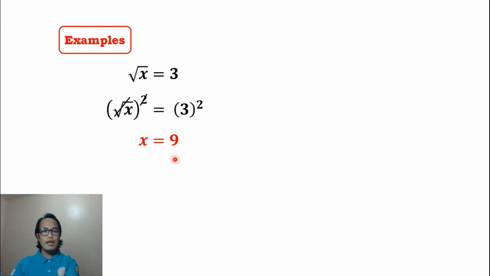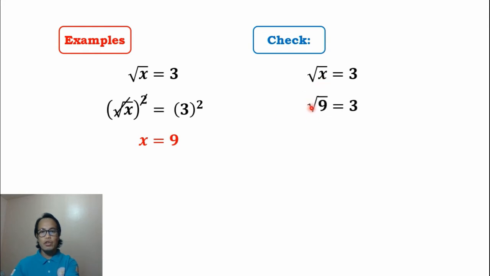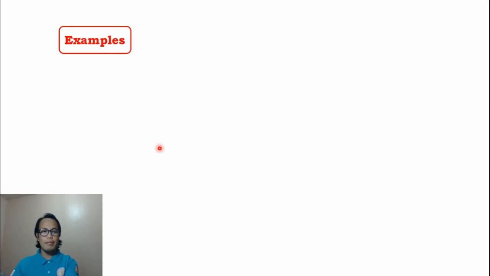To check if this answer is correct, we go back to our original equation, which is square root of x equals 3. Then we substitute the value of x, which is 9, in this equation. So we have square root of 9 equals 3. And of course, we know that the square root of 9 is 3. Therefore, 3 is equal to 3, so this answer is correct. Now, let's proceed to our next example.